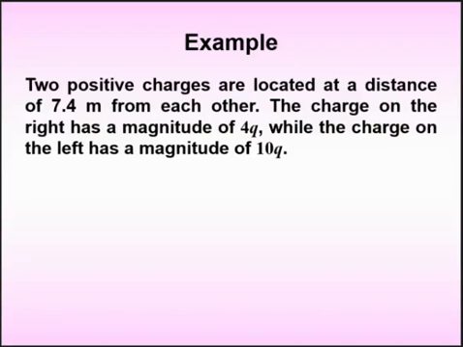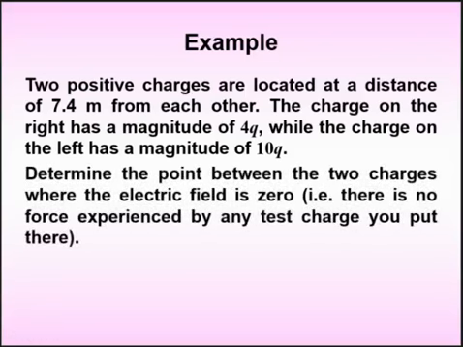Perfect. Okay. So we have two positive charges located at a distance of 7.4 meters from each other. One charge, the charge on the right, has a magnitude of 4q. How much is the small q? We don't care. Four multiples of some q. While the charge on the left has a magnitude of 10q. The question is, find the point in between the two charges where the electric field is zero, which also means there is no force on a test charge if you put it exactly at that point.